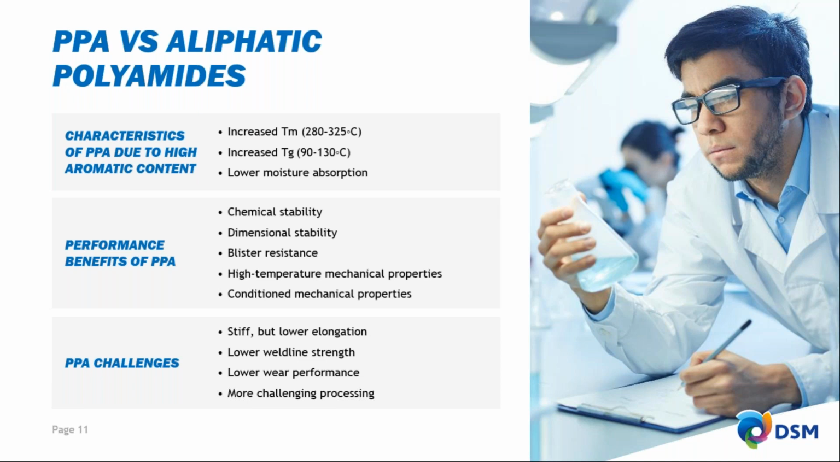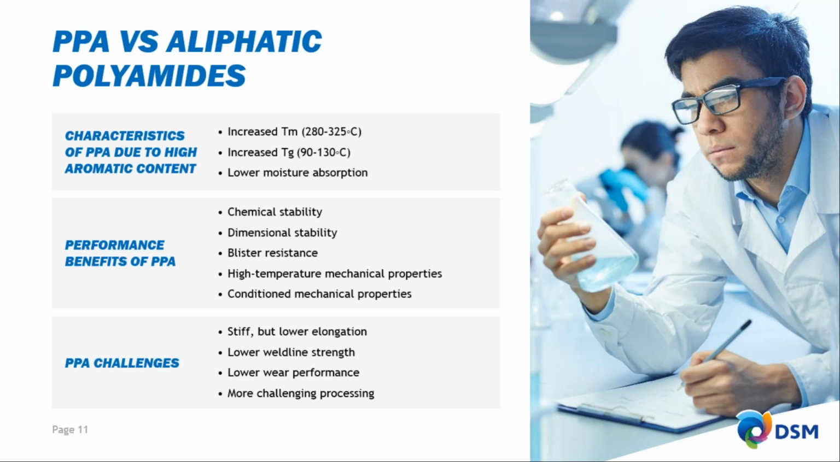So by reducing the moisture in the material, you can reduce that blistering effect. That's just an example. Some of the challenges that we understand with PPAs, we're able to mitigate by different technologies in the material.